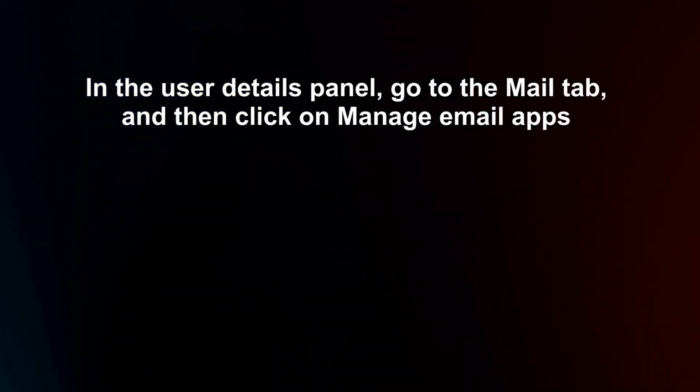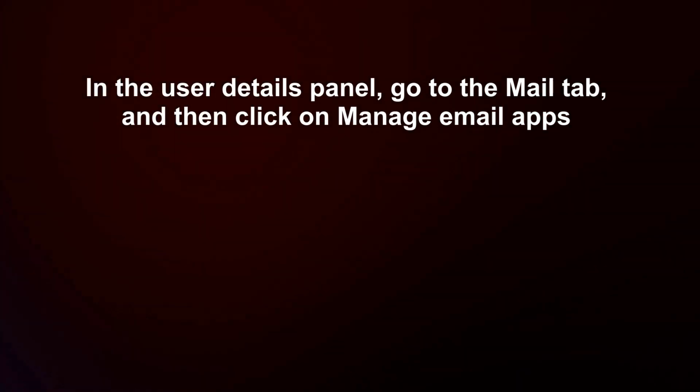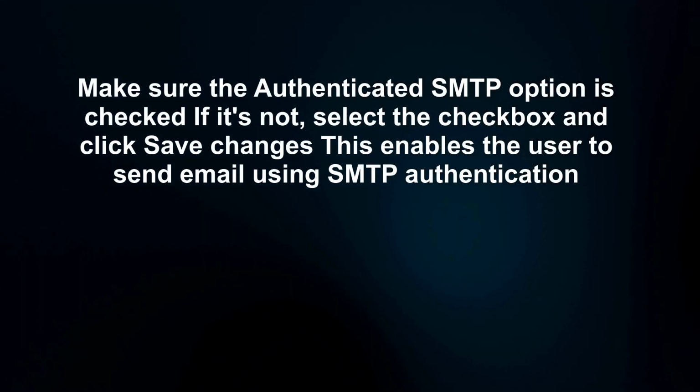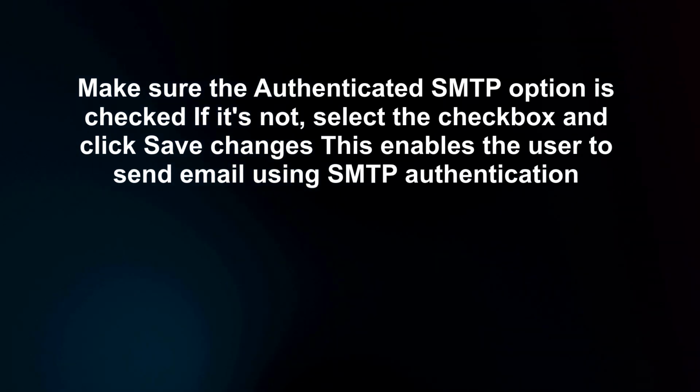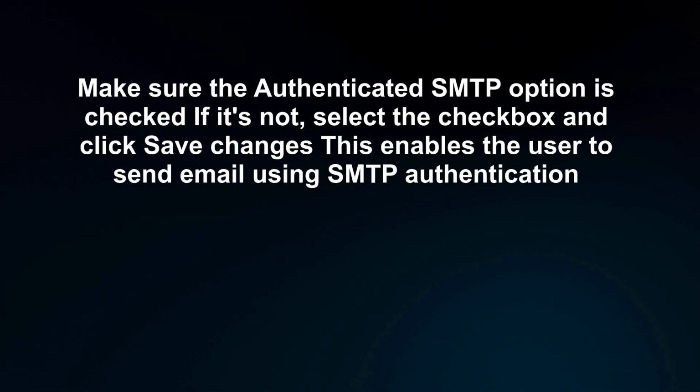In the User Details panel, go to the Mail tab and then click on Manage Email Apps. Make sure the Authenticated SMTP option is checked. If it's not, select the checkbox and click Save Changes. This enables the user to send email using SMTP authentication.